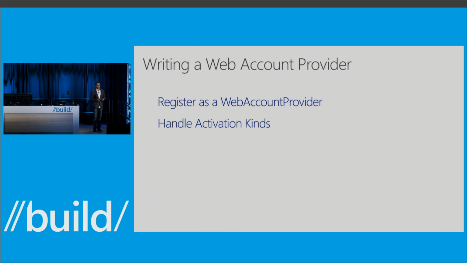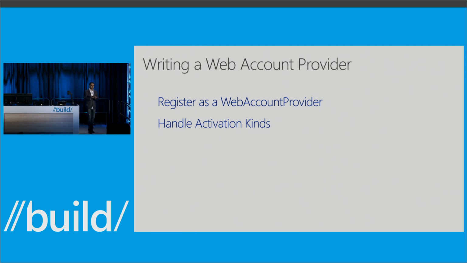Second thing that you need to do in order to become a web account provider is handle activation kinds. So this is basically just all the functionality that corresponds to the APIs you've seen already. So there was a request token async API. Well, there's a corresponding request token activation kind. So when an app makes a call, Web Account Manager gets it, it activates the web account provider. And it says, all right, wake up. Someone just requested a token. Please, can you go process it?